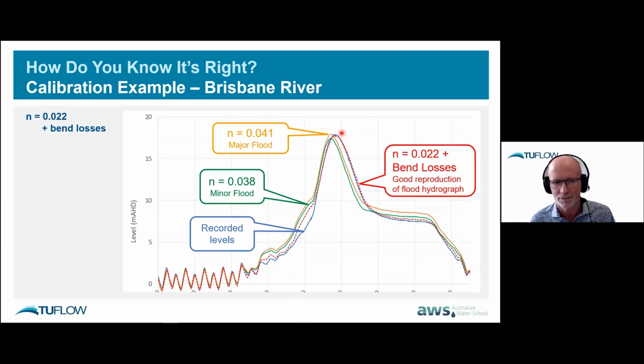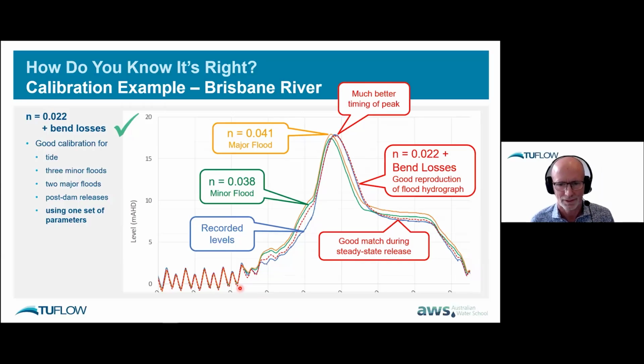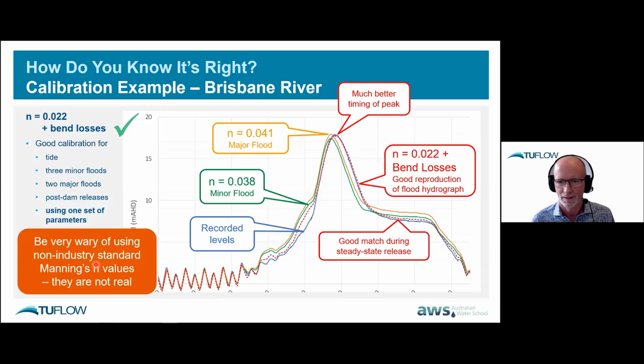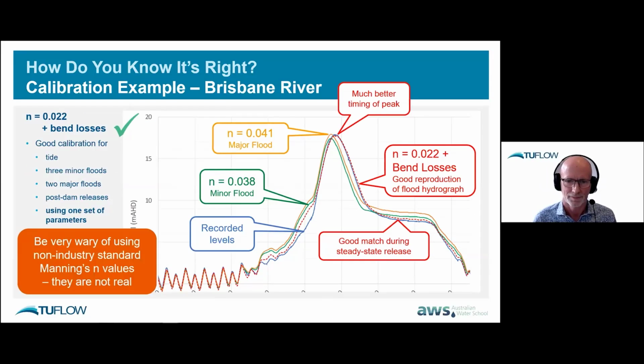So we're getting a really nice reproduction of the 2011 flood at the flood peak. The timing is very nice. And we get the post dam release really good. And we ran this through the other 3 minor floods and the other major flood, and also the tidal signal is nice and healthy. And so we actually got a really good calibration to all 5 flood events and the tide, using the one set of parameters. And so you can see back here, if I just dive back, this red line is what we get from the profile. So we ended up with a really, really nice calibration, that one set of parameters.